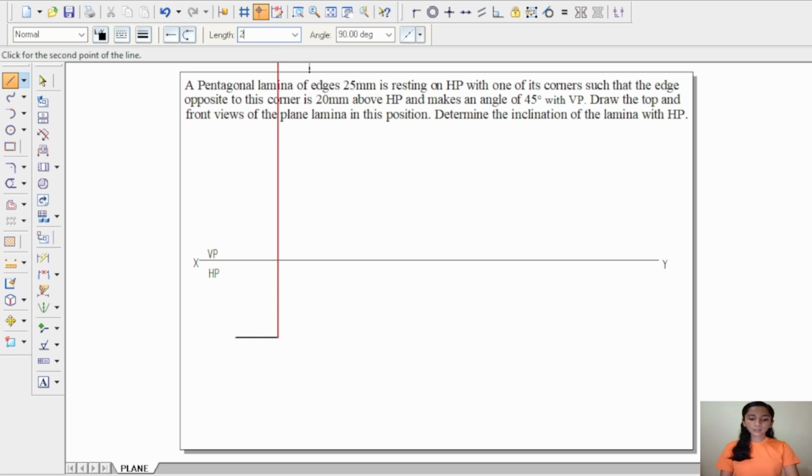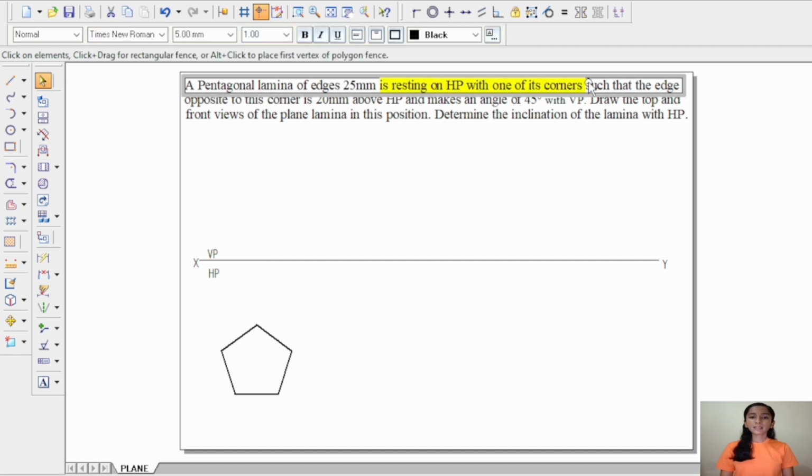Similarly, give the length as 25 and the angle is 72, because the inside angle for a pentagon is 108 degree and the system takes outside angle. 180 minus 108 is 72, so we are giving 72 as the angle. And the third step, 25 as the length. Now 72 into 2, 25, 72 into 3, 25, 72 into 4. So here is our pentagon.